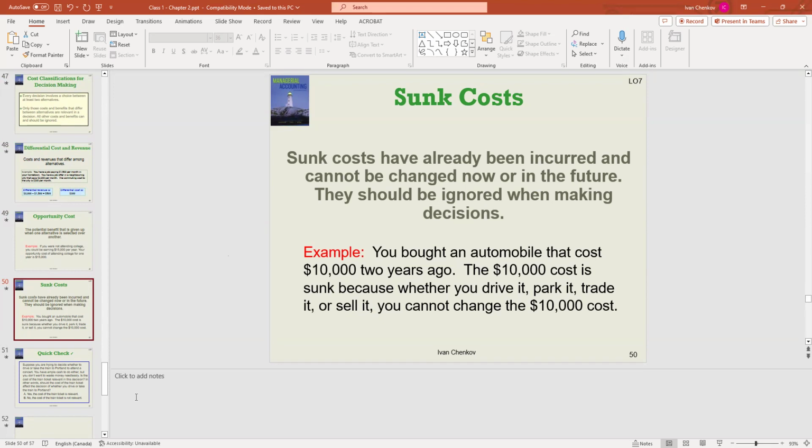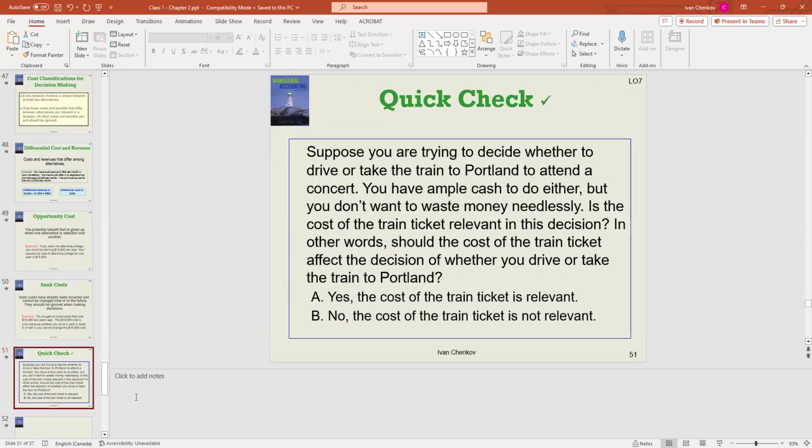So if you bought a car 10 years ago for $10,000, that $10,000 is pure sunk cost, because no matter what you're going to do, you cannot change that cost. Let's go over the last few questions and complete this chapter.